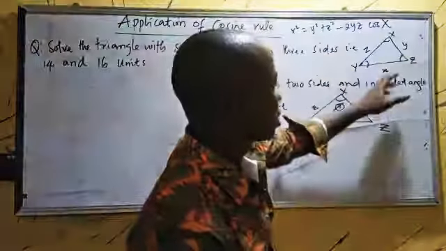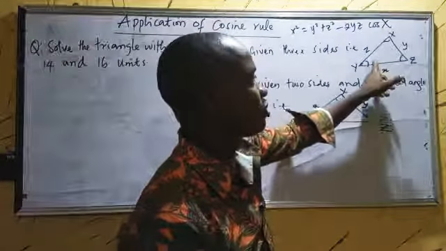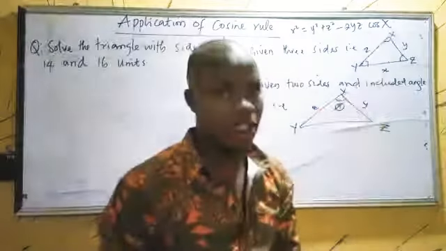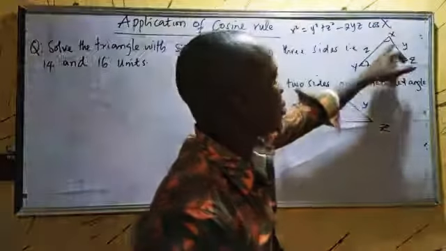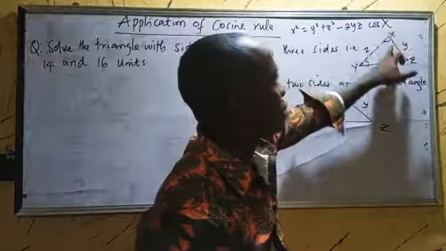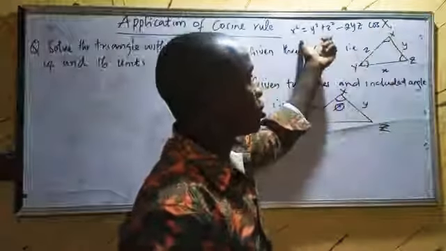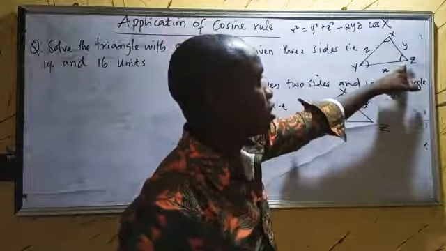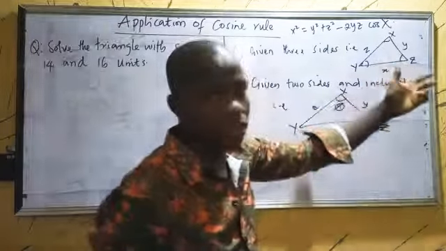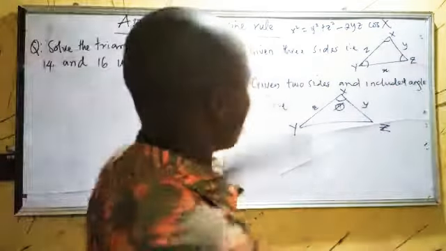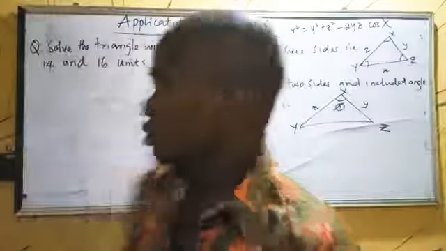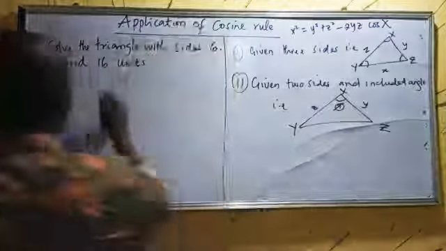So here you can only solve for the angles, because all the sides are given already. If you want to get this one, you just make cos x the subject of the formula, then you solve. If it is z, you make cos z the subject of the formula, you solve. Are you getting it now? So we are going to use what we have here to solve the problem we have here. Solution.